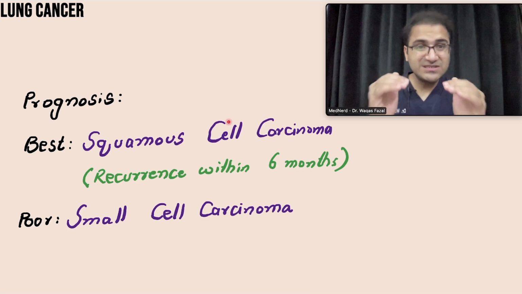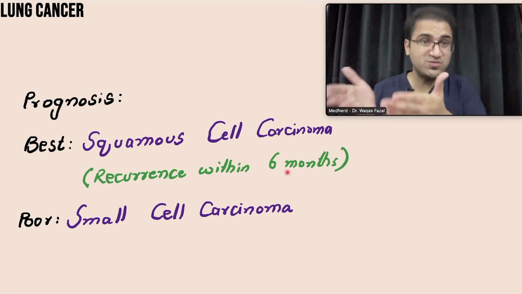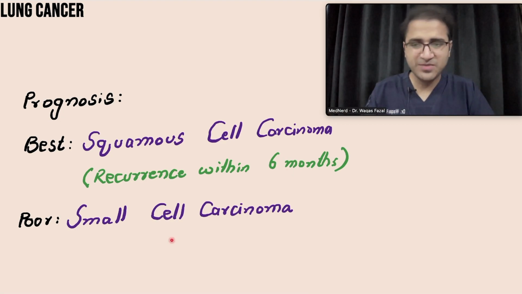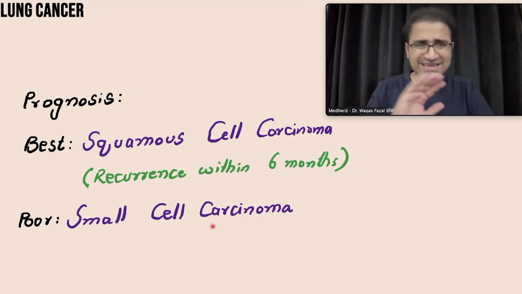But among these lung cancer types, the best prognosis is with squamous cell carcinoma, and even with squamous cell carcinoma, recurrence can occur within 6 months. So if this is the condition of the best prognosis lung cancer type, then the worst can be even worse than this. Poor prognosis is associated with small cell carcinoma. Overall, there is poor prognosis of lung cancer. It is a leading cause of death for a reason.